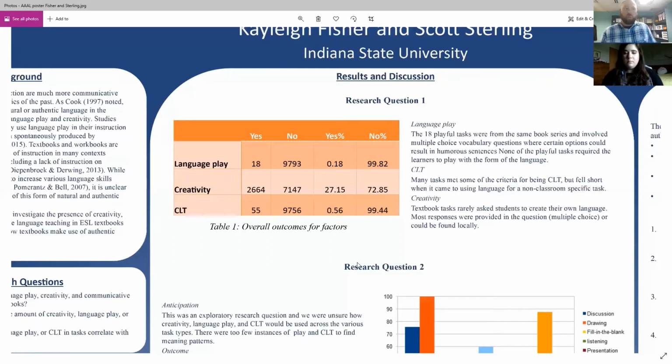So again, we thought there would be limited amounts of each of these variables. We did not really expect it to be that minimal, especially for language play. We thought it'd be a little bit more, but it really just wasn't.